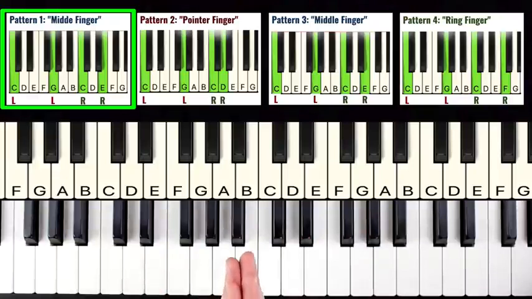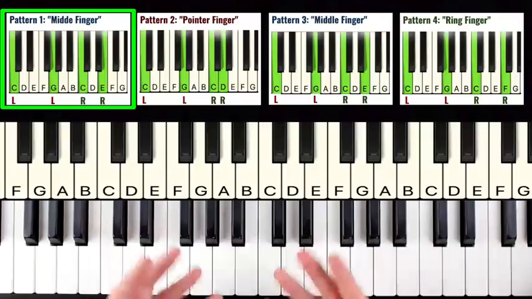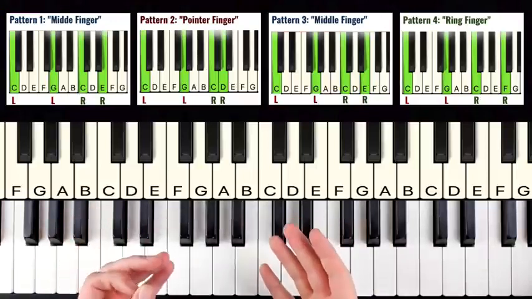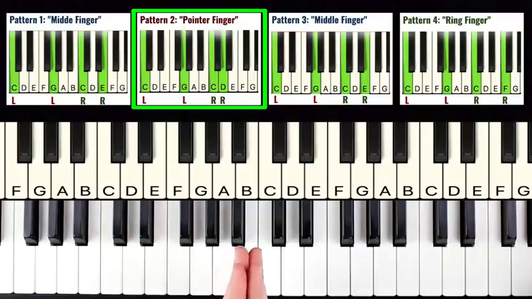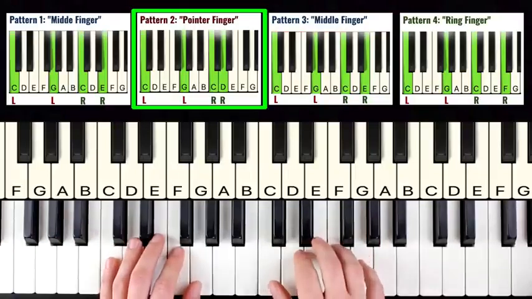So pause the video now if you need to and practice that. Try repeating it over and over for a bit and get it in your fingers. All right, so now let's go back to the cheat sheet and look at pattern number 2. Now you'll notice it's the exact same as pattern number 1, except instead of playing our middle finger in our right hand, we just play our pointer finger.